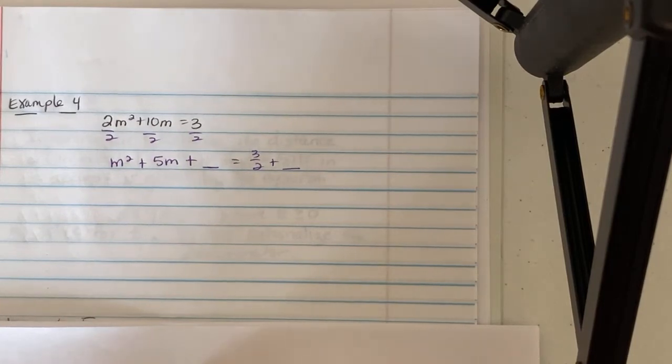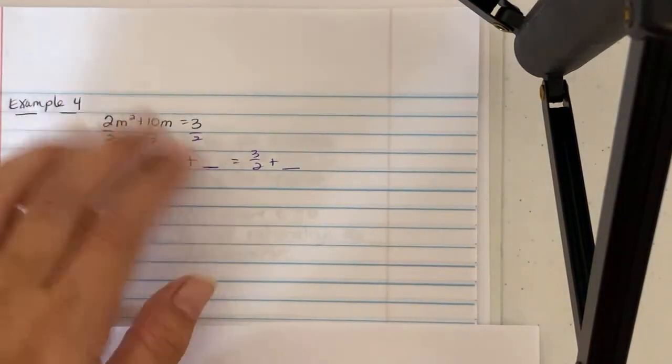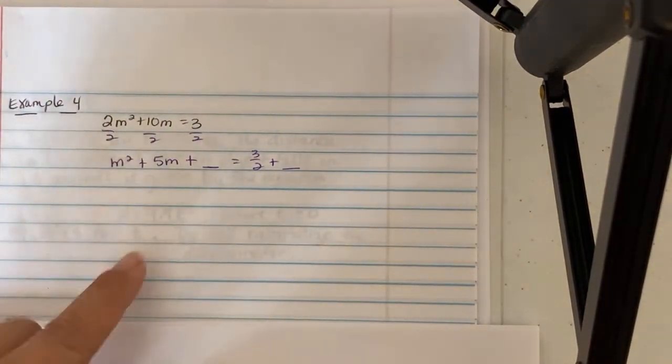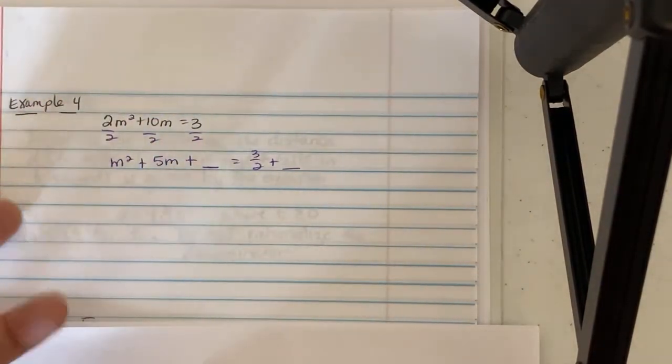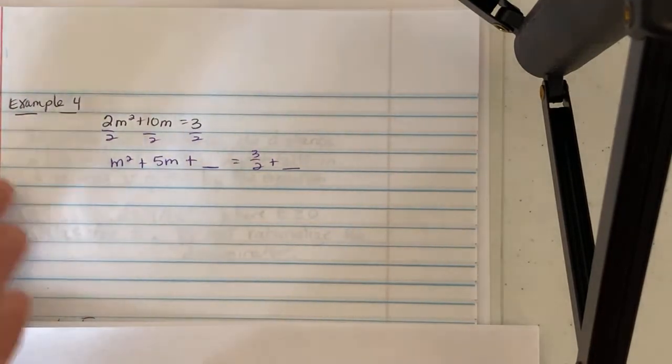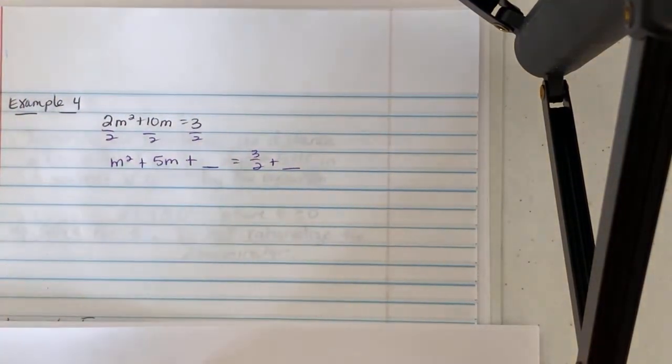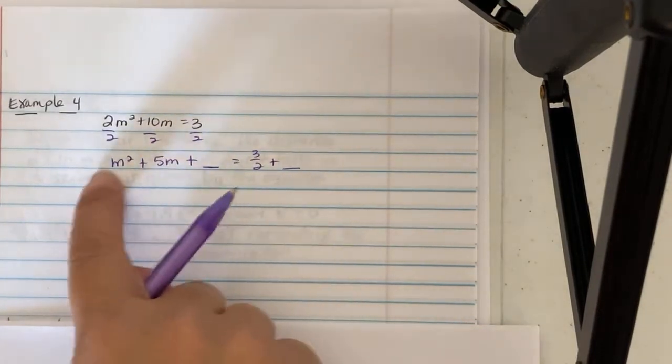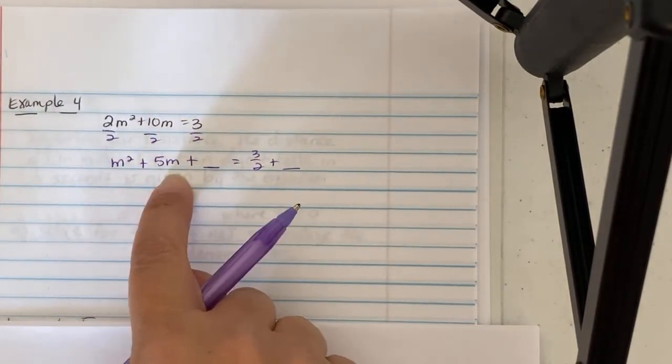In order to balance the equation, whatever you do to the left side of the equation, you must do to the right side. In your chemistry classes, when you're balancing an equation, your molarities, what you do to the left has to equal the one on the right. So here's our setup. Now we're in the process of completing the square.